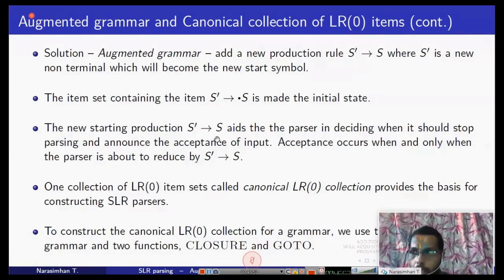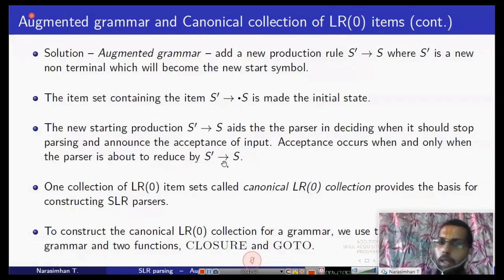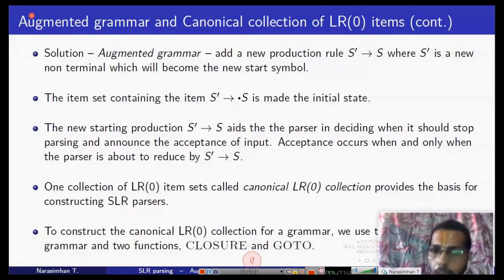So when you are reducing a particular sentential form using this particular production S' gives S, it means that you have reached the end of the parsing process, and that means you can finally declare that the input string is valid. That is the use of this particular production rule.